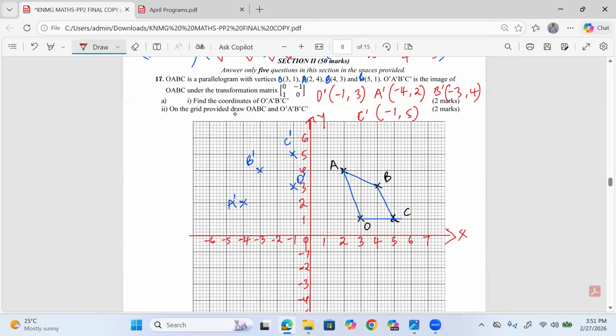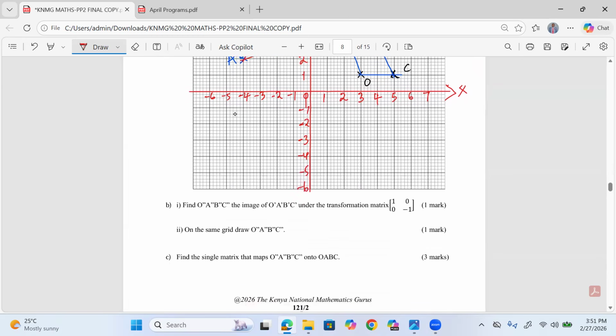So now I can use a different color like red to join all of them. So after the transformation, this is where the image has been mapped by the transformation matrix that was used that way. So we have the object and the first image.